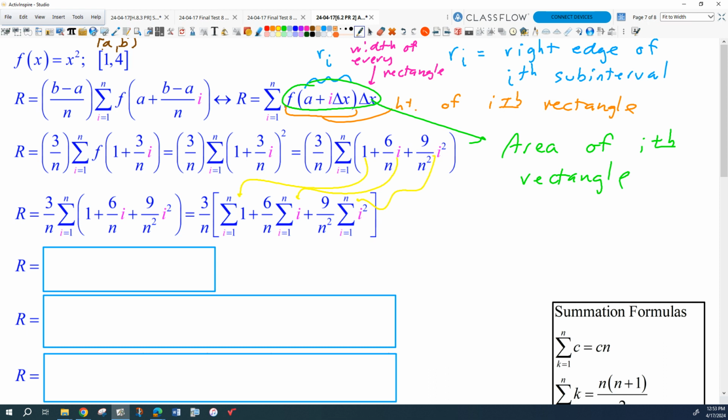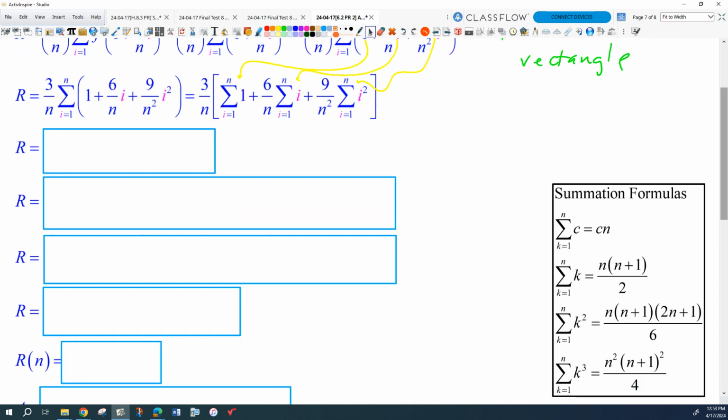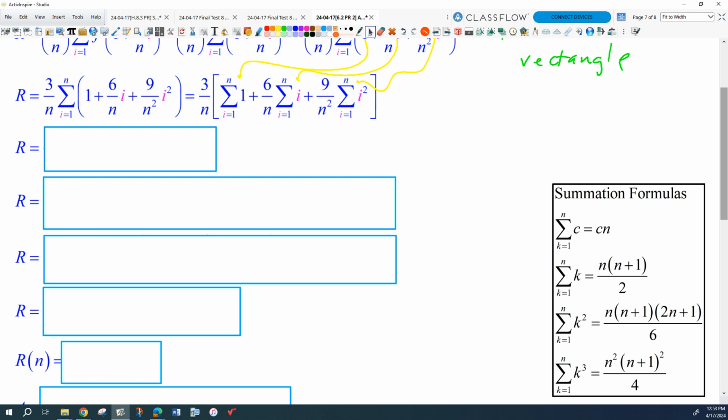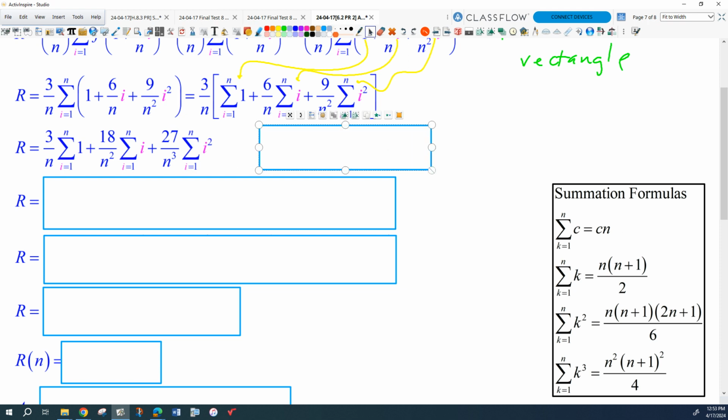Well, what can we do then? We got this 3 over n out front that we'll just leave there for now. Okay, I redistributed that 3 over n to each one of these. So I get 3 over n times the first sum. 3 over n times 6 over n is 18 over n squared times that second sum. And then over here, I'm going to get 27 over n cubed times the third sum.